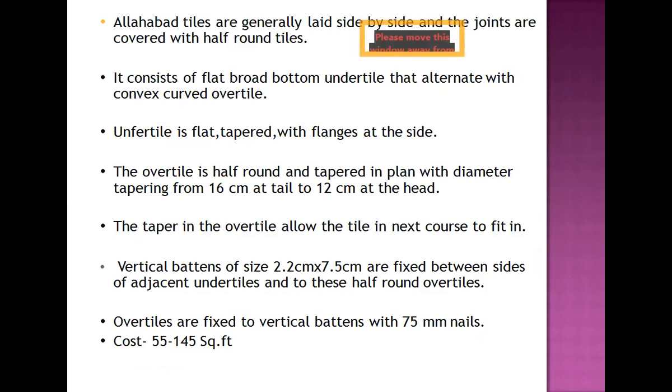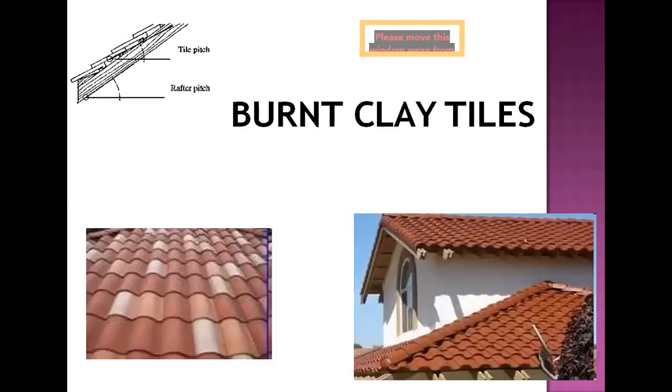Their cost may be 55 to 145 rupees per square feet. The over tile is half round and tapered in plan with diameter tapering from 16 centimeter at tail end to 12 centimeter at the head.